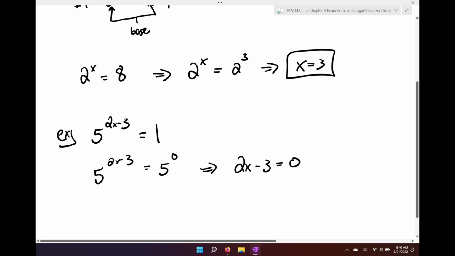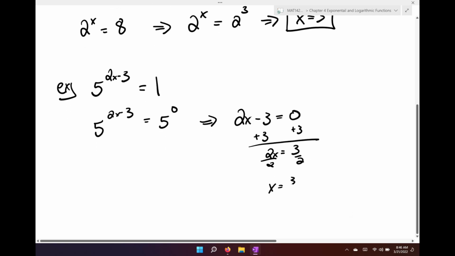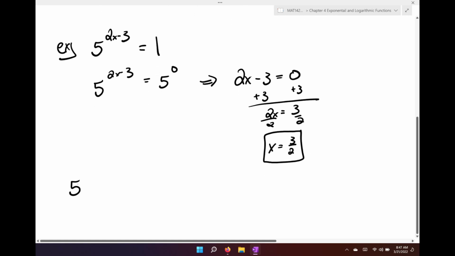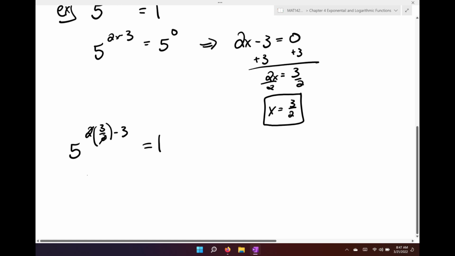And now we can just solve for x by adding 3 to both sides and then dividing both sides by 2 to give us x equals 3 over 2. Okay, like I said, very straightforward. And you can also check yourself by substituting in your solution. If you notice here, the 2's will reduce. You're left with 5 to the 3 minus 3, which is 5 to the 0, which we know is 1. So all that's nice and good.